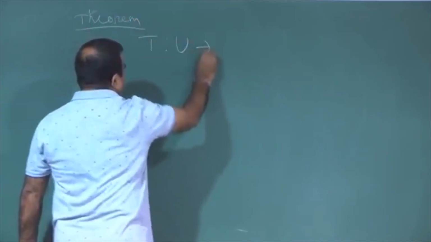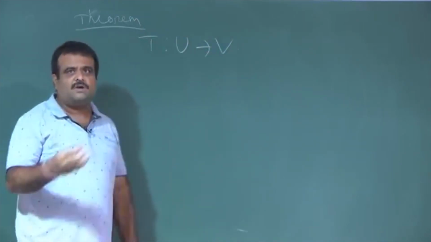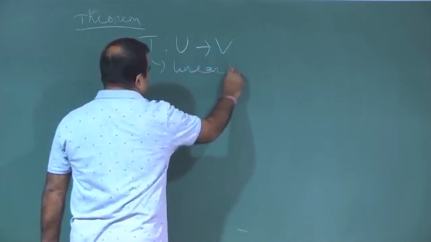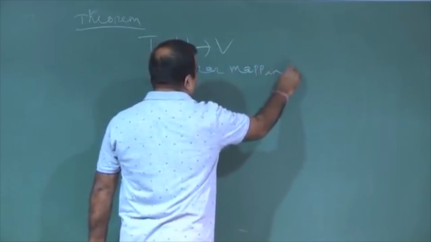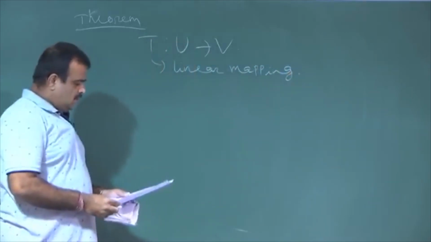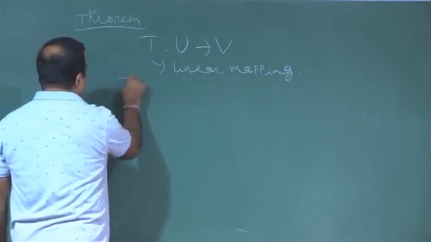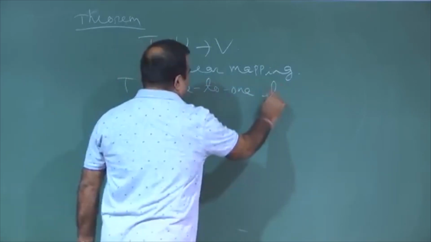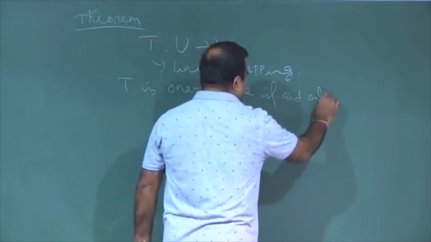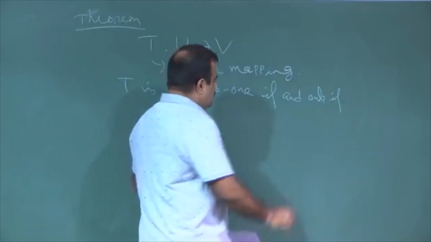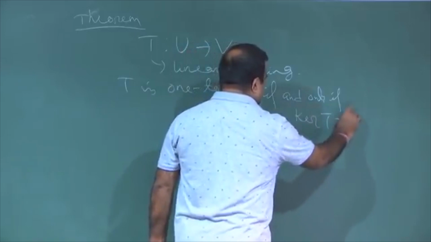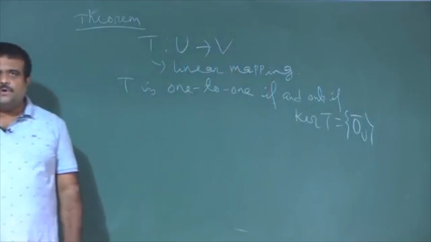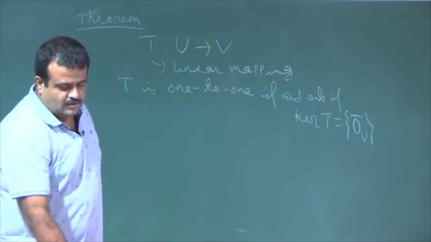Suppose we have a vector space from U to V, where U and V are over the same field, and T is a linear transformation from U to V. This theorem tells us T is 1 to 1, or injective, if and only if the kernel of T is only the 0 vector of U. So, how to prove this?